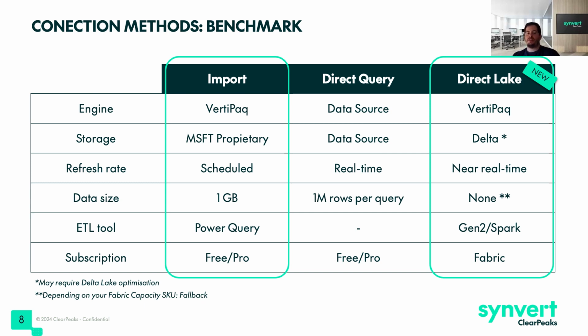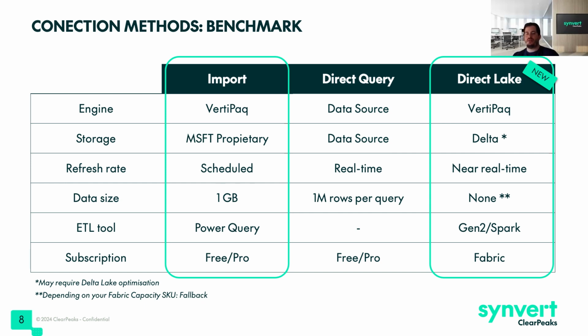First of all, we have the engine, and it's crucial to highlight that import mode and Direct Lake use the same VertiPaq engine, and DirectQuery uses the source as its engine. The key difference between import and Direct Lake is the storage. While Direct Lake utilizes the same engine, it employs Delta Parquet tables on OneLake for storage, contrasting with the internal compression used in import mode. This means that in order for Direct Lake to work, you must ensure that your data is stored in this format.